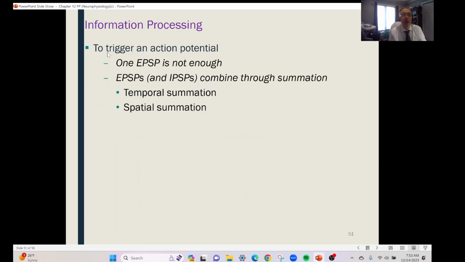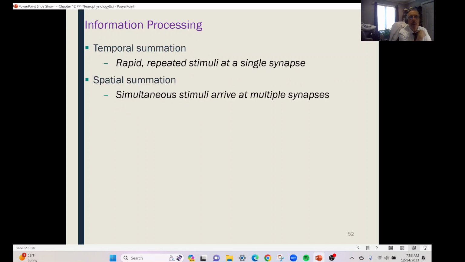To trigger an action potential, one EPSP is not enough, right? We're going to need more than one signal hitting our postsynaptic neuron. So in order to do that, we're going to have something called summation. There's two types of summation. We're going to take a look at temporal and spatial summation. I think I do spatial summation first, so I'm going to go a little bit out of order.